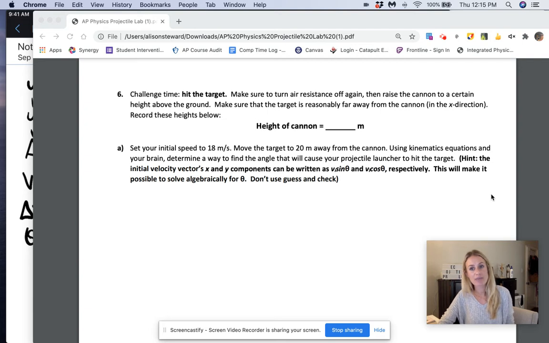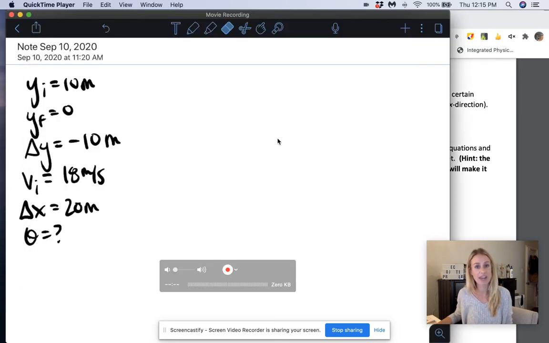And then it says using kinematic equations, determine a way to find the angle that will cause your projectile launcher to hit the target. Now I give you a hint here. The initial velocity vector's x and y components can be written as v initial sine theta and v initial cosine theta respectively. This will make it possible to solve algebraically for theta. Don't use guess and check. So we're going to actually find an equation in which we solve for that theta with all of these things.